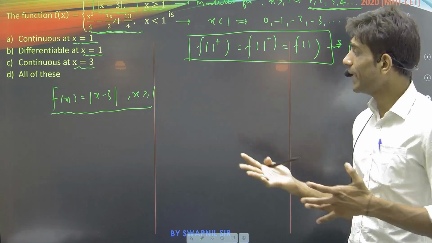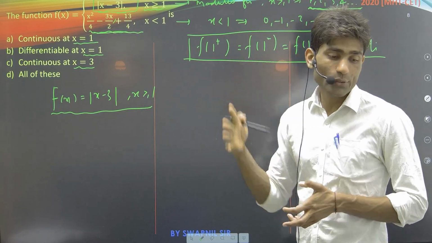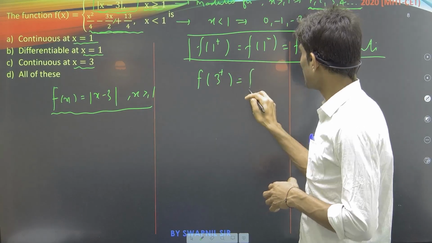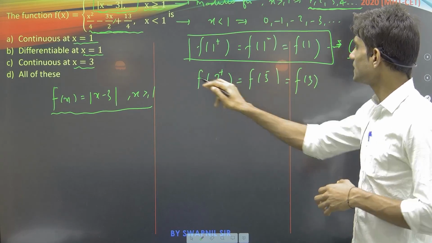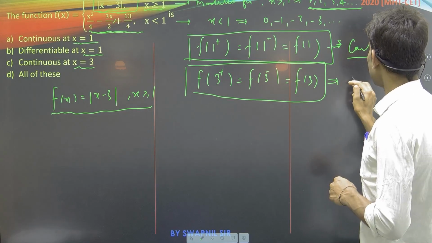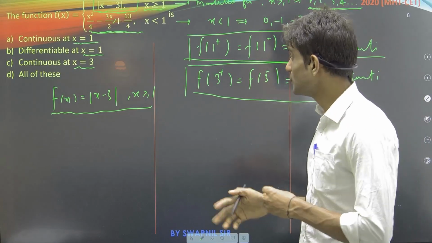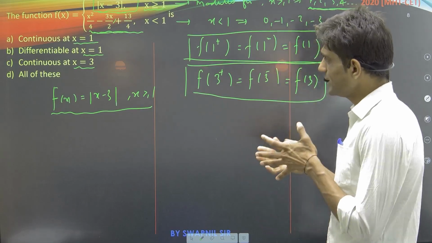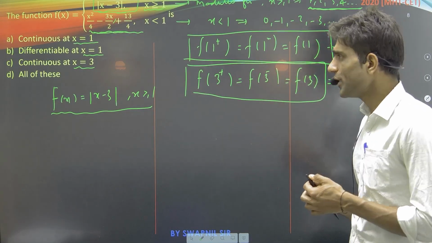And similarly we have to check for x equal to 3. This is the only condition for continuity of a function. So f of 3 plus is equal to f of 3 minus, which is equal to f of 3. If this condition holds, then we say that our function is continuous at the point x equal to 3. Now let's go for the verification whether our function is continuous or differentiable for x equal to 3 or 1.